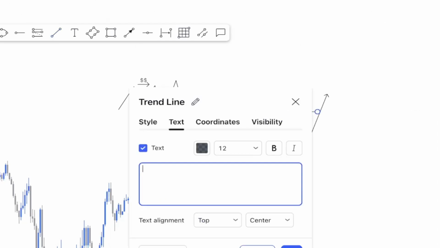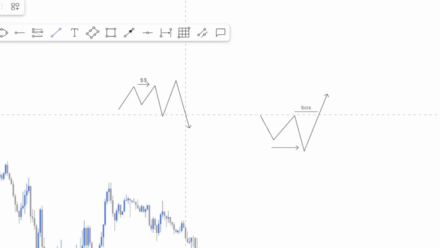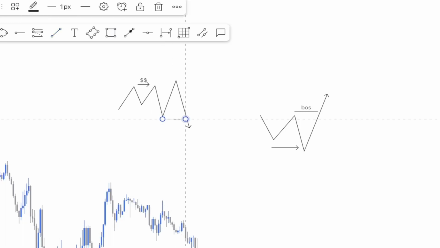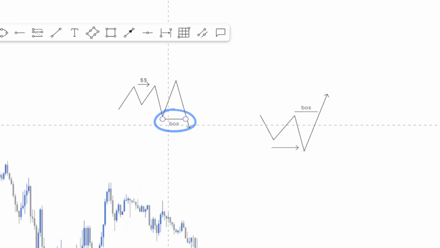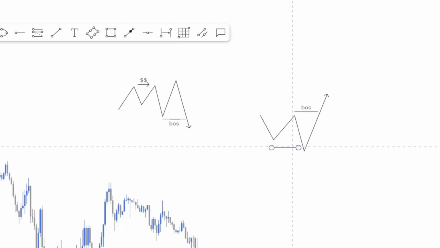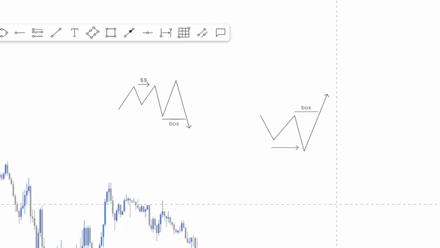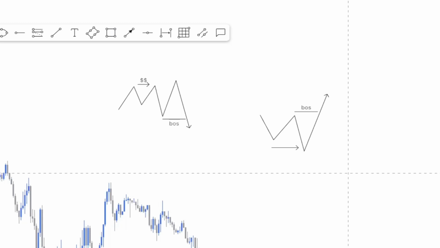We can mark it like this and type in BOS as a break of structure. And here we have a displacement to the downside. So once again, we can mark it as a BOS. All right, right here. So firstly, we have the liquidity sweep, understanding where liquidity was swept. And then we have a displacement either to the up or downside. So these are the 2 steps.